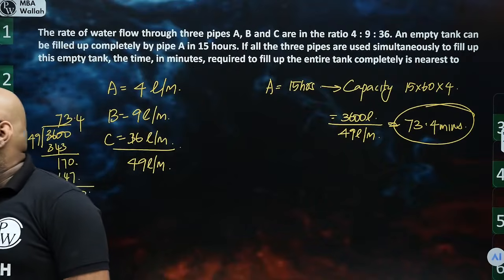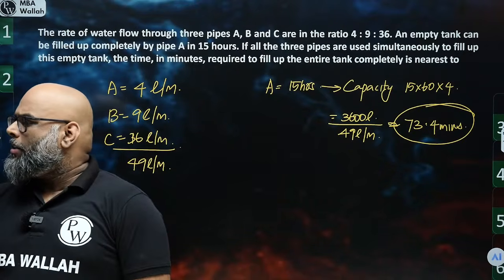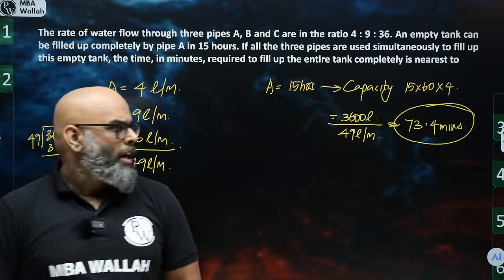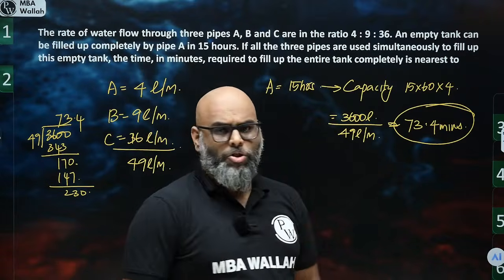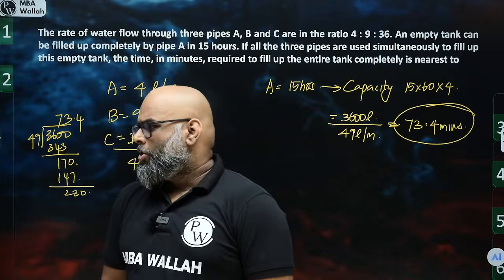Any doubts? Are you getting 73.64, Devansh? I get 73.46. I'm not getting 6. I'm getting 4. Check it out.